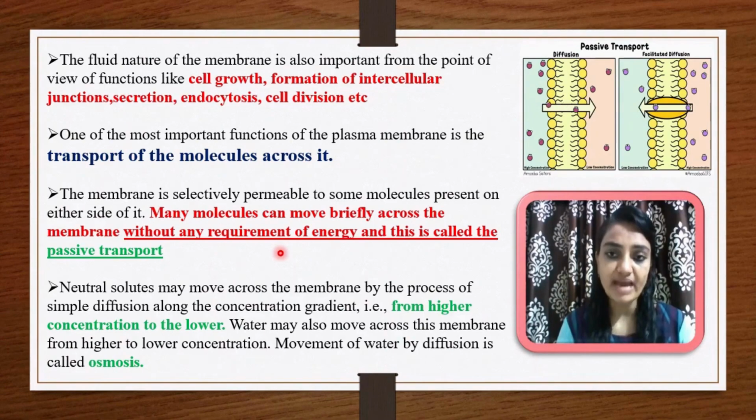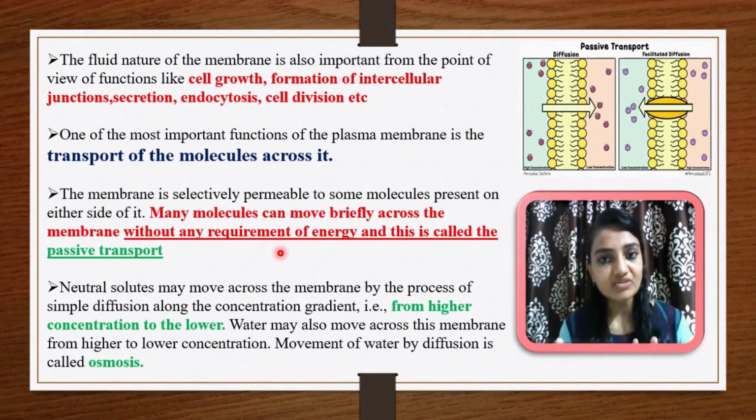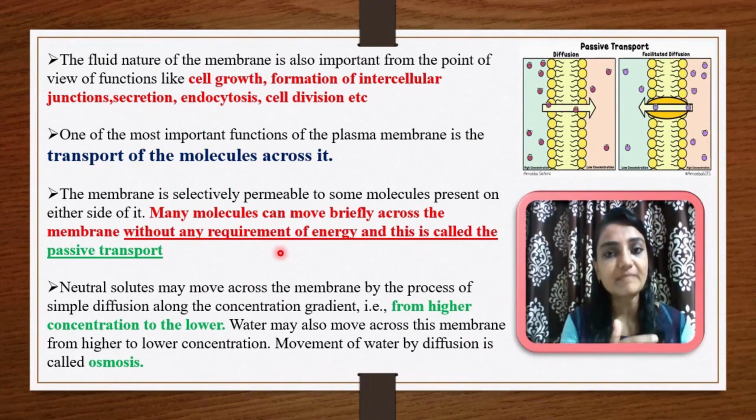So in this way we can divide transport into two types. Transport can be divided into two groups: one, active transport, and second, passive transport. When energy is utilized, it is considered active transport. And when energy is not utilized, it is considered passive transport.